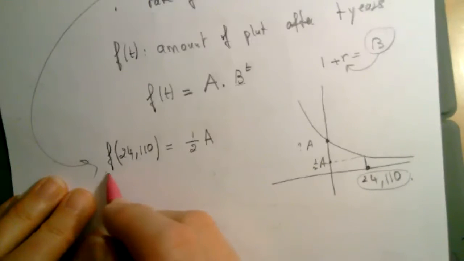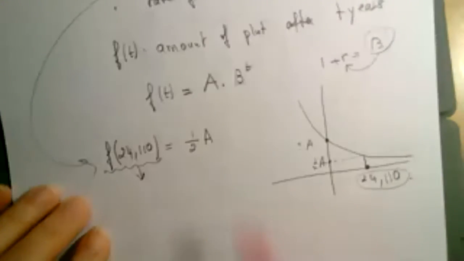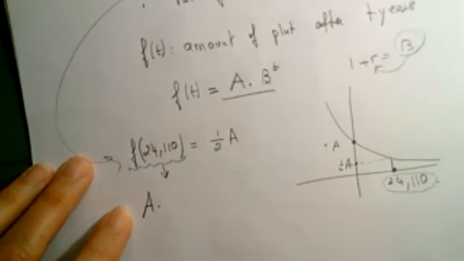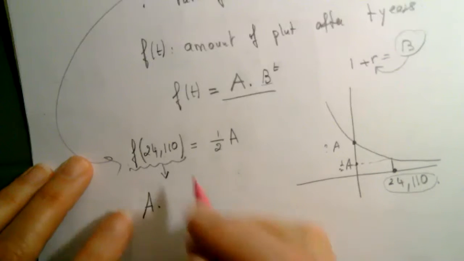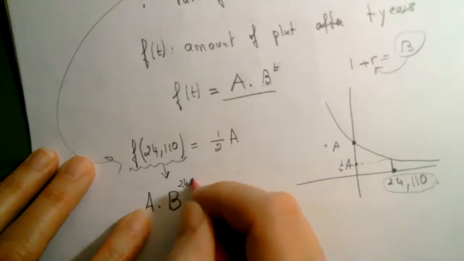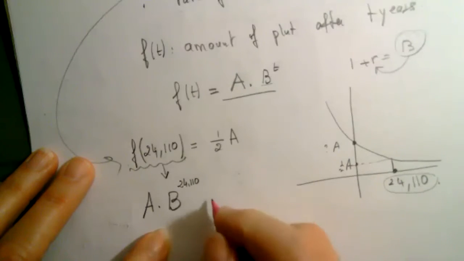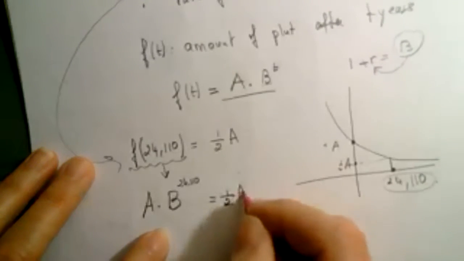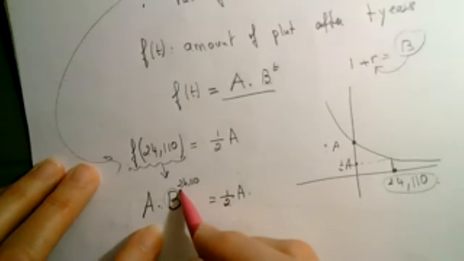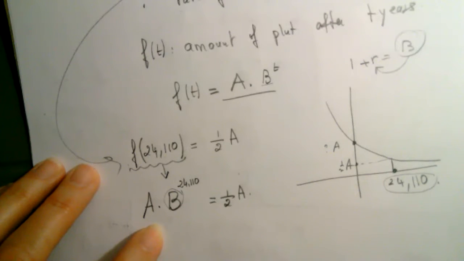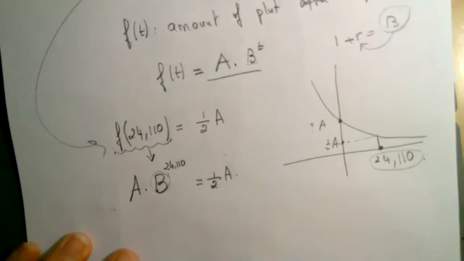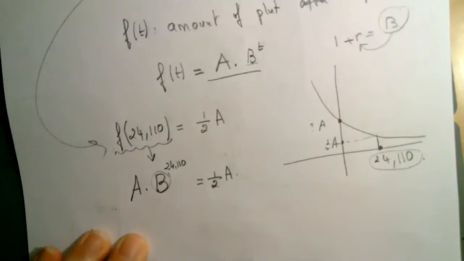Now, why will this be enough information? What is f after 24,110? It's a, my initial amount, which I don't know, but most probably I don't need it, times b to the power 24,110. This is equal to 1/2 times a. I want to find the growth factor, or the decay factor in this case. If I know my factor, I know my rate. Can I solve for b?